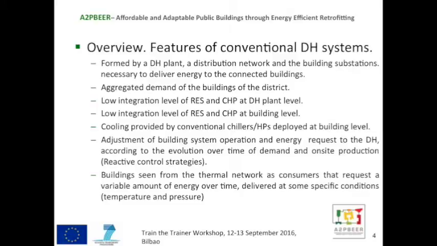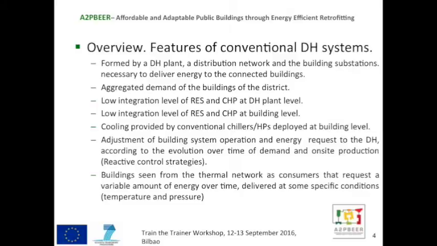In standard district heating systems, it is possible to have an aggregation of the demand of all the buildings of the district. And thanks to this, it is possible to reduce the nominal power of the generators installed in the district heating plant and produce better values of performance through higher values of partial load ratios. On the other hand, typically we will have low integration levels of renewables and CHP technologies at the district plant and the buildings of the thermal network. And as Francesca explained before, typically the delivery of cooling, if cooling loads are present in the buildings of the district, is going to be solved through local deployment of conventional compression chillers or conventional heat pumps.